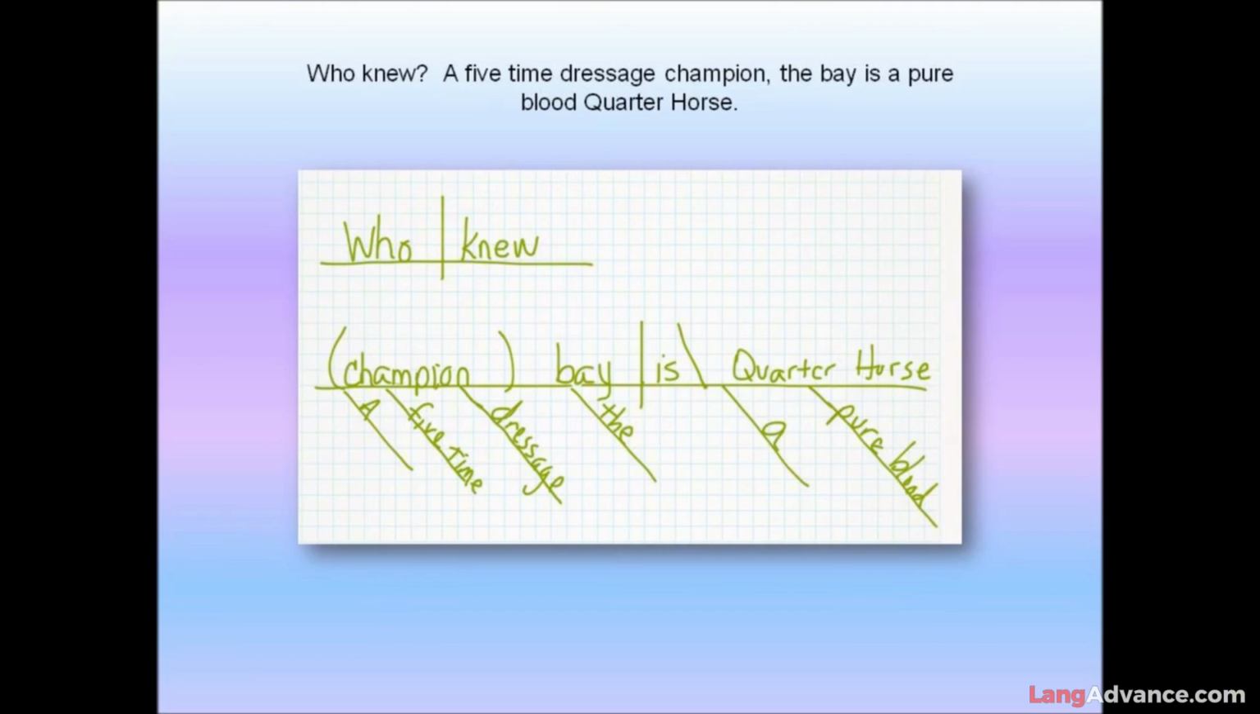Who knew is an interjection. A 5-time dressage champion, the bay is a pureblood quarter horse. Bay is the subject. Champion renames bay. A 5-time dressage describes the champion. The describes the bay. Is the linking verb. Quarter horse is the predicate nominative. A and pureblood describe the quarter horse.